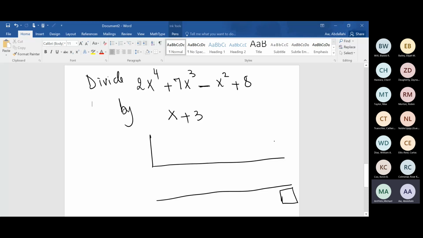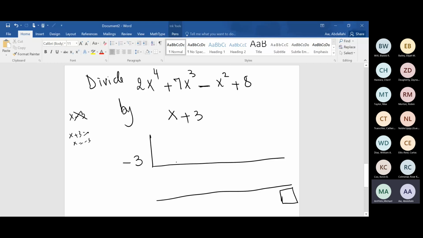Okay, look. What is the number we put on the left side? Positive 3 or negative 3? Negative 3, right? If you put positive 3, then you are dividing by x minus 3. So you have to put negative 3, which is the number you get when you set x plus 3 equals 0, so you get x equals negative 3, right?